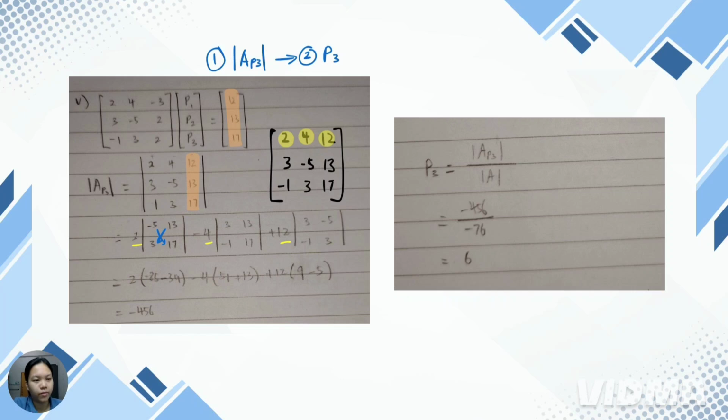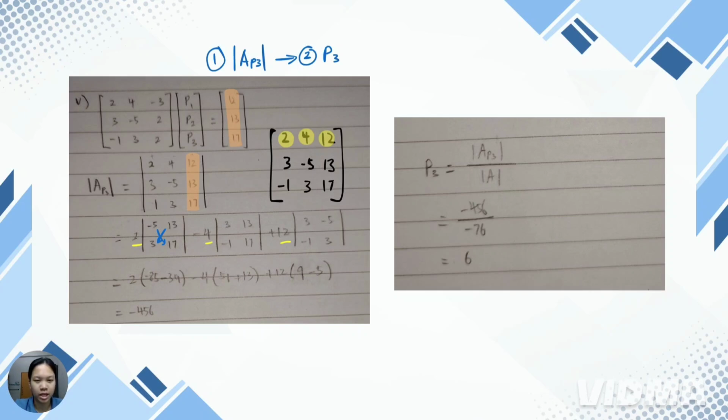For the last question, Roman 5, the question needs us to verify the P3 values by using Cramer's rule. First we rewrite the matrix equation, and to get P3, we need to get the determinant A P3 first. So we substitute the numbers 12, 13, and 17 into the third column of the determinant AP3. And then we calculate the answer for the determinant AP3, which is negative 456.